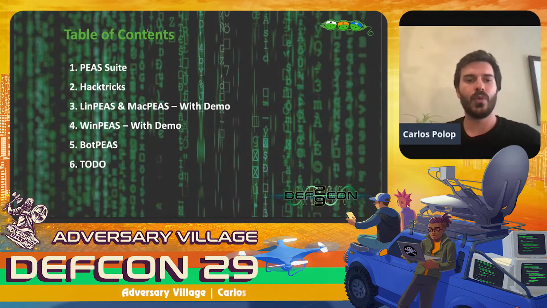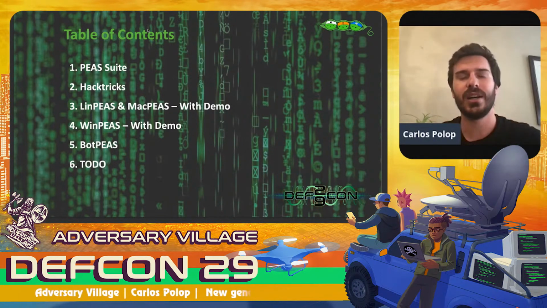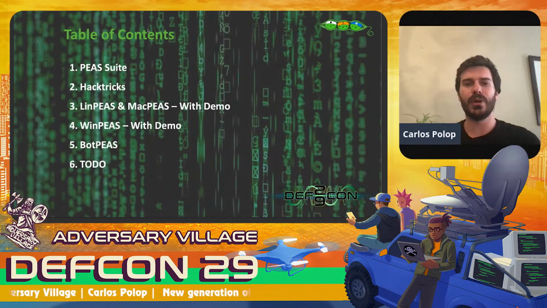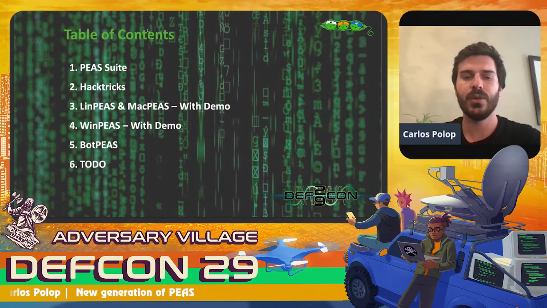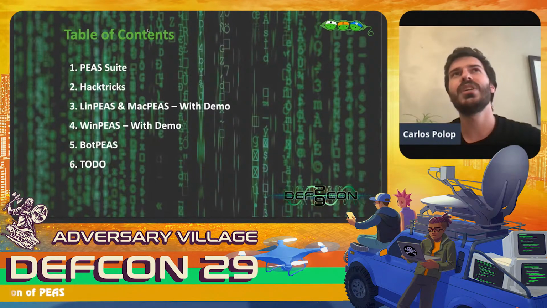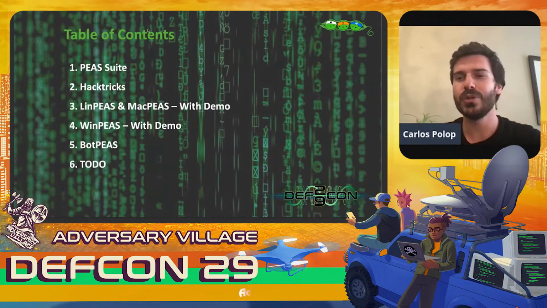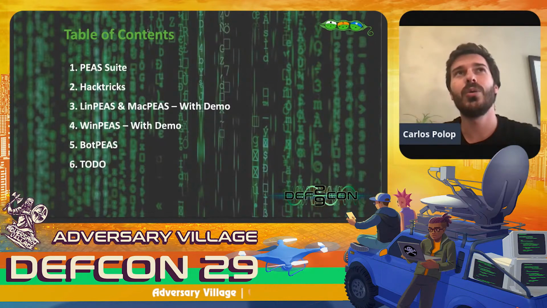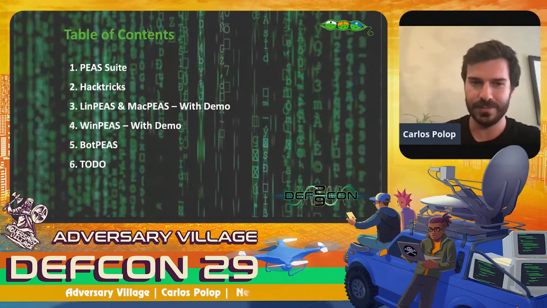So in this talk, we are going to talk a little bit about the PEASS Suite, what it is, why it is useful, and why there is a new generation. Then I'm going to very briefly introduce HackTricks and how it can be useful in combination with the PEASS Suite. And then we are going to see some demos about LinPEAS, MacPEAS, and WinPEAS. At the end, we are going to very briefly see what BotPEAS is, the last P being added just 1 or 2 months ago. And then I want to talk a little bit about the to-do, to indicate to the community how you can help the PEASS suite if you like it.